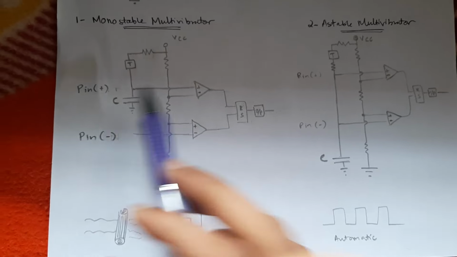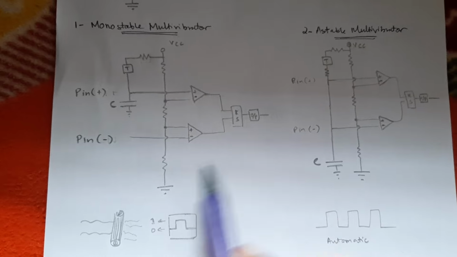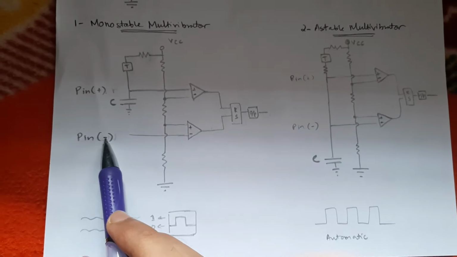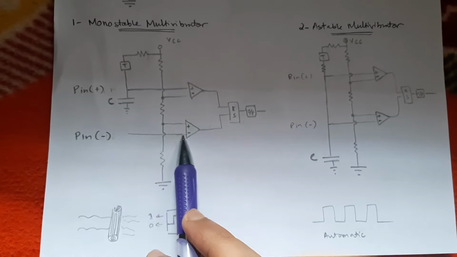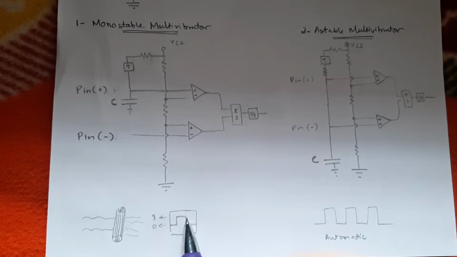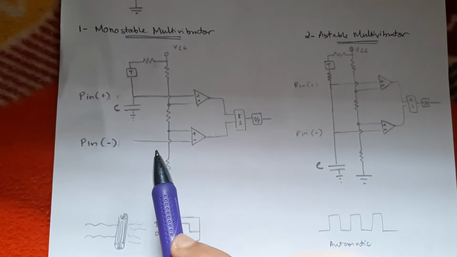The capacitor will become empty, and the output will become 0, and everything is normal as it was initially. Charges were going here and the output was 0, and again after removing that, the output will become 0 here. Okay, that's the monostable multivibrator.